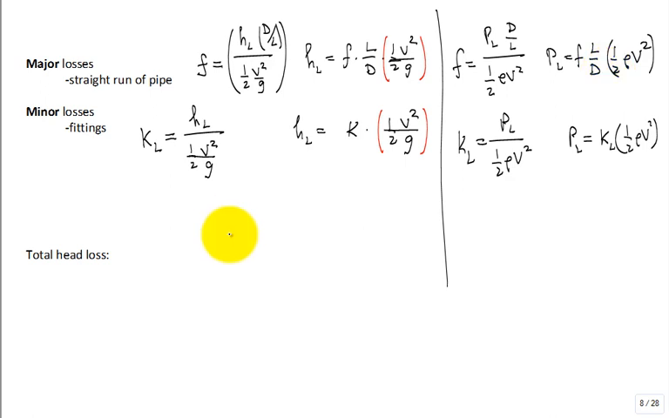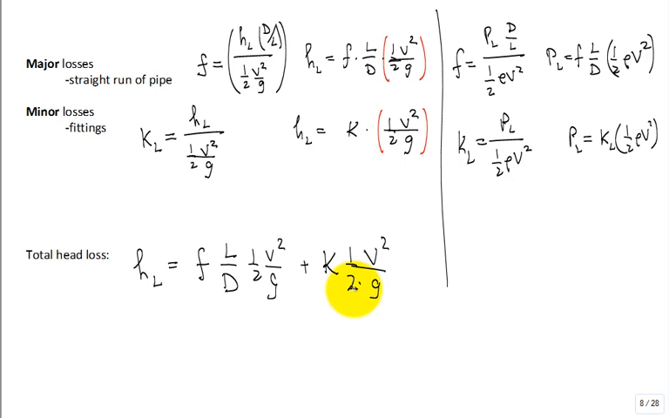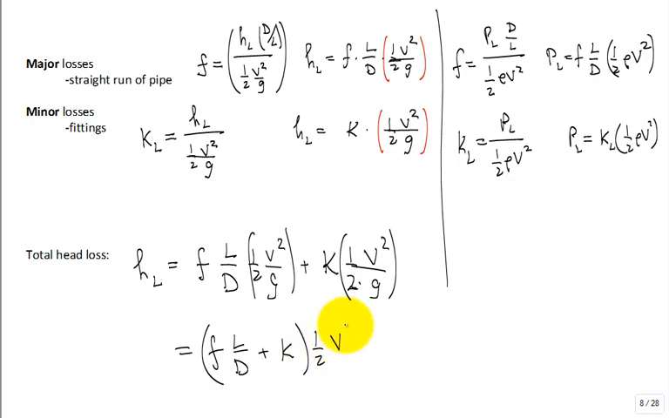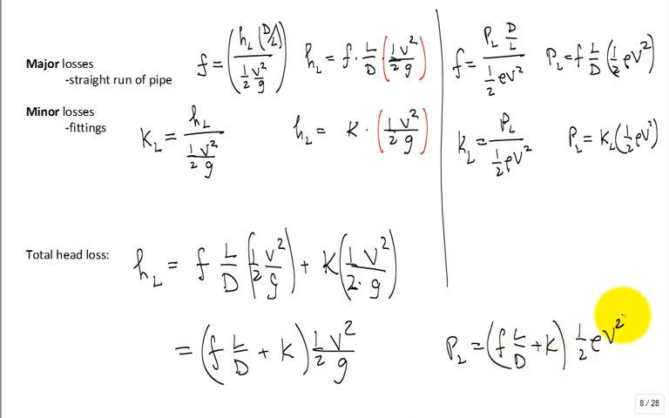So this brings up a way to calculate the total head loss. If I want to calculate the total head loss, could I just add up the major part and the minor part, the loss due to the straight runs plus the fittings? Absolutely. That's right. And since this term is the same as that term, can I combine it to just have (f L over D plus K) times the 1/2 V squared over g? Sure. You sure could. Right? Yeah, for the head loss. And the same equation for the pressure loss: (f L over D plus K) times 1/2 rho V squared.